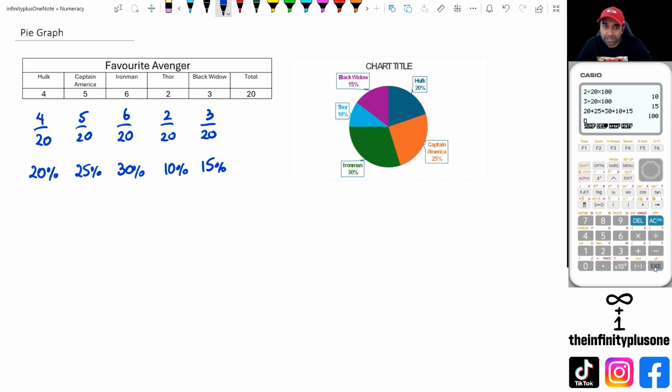I guess this is where you need to remember that angles inside a circle add up to 360 degrees. So because of that, we're going to find 20% of 360 degrees. If you think about it like this, 20%, which is 20 divided by 100 times 360, is going to give me an angle of 72 degrees. So I almost have to do this for each one of them. So 20 out of 100 times 360 is 72 degrees.